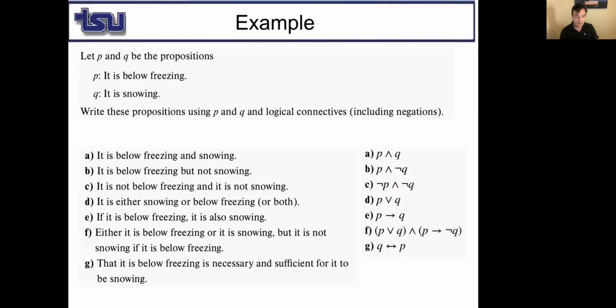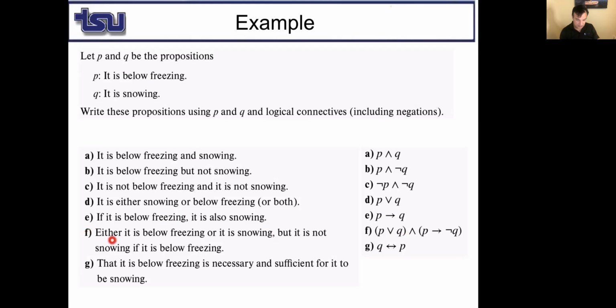Okay, and it is either snowing or below freezing or both. That means inclusive or, P or Q. If it is below freezing, it is snowing. That is conditional, P implies Q. Here, either it is below freezing or it is snowing right here. Okay.